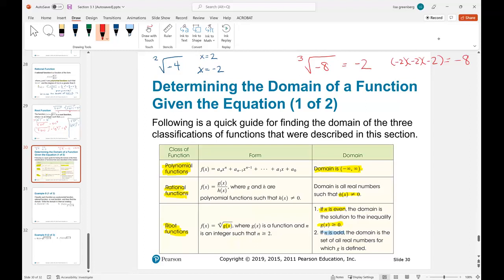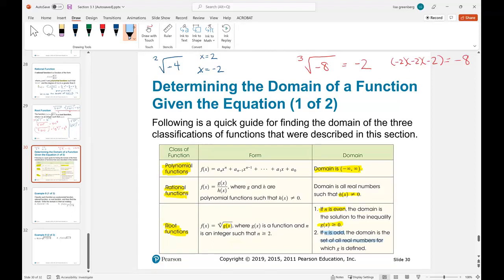We're almost done. So when it's odd, the domain is all real numbers. So the domain is all real numbers.